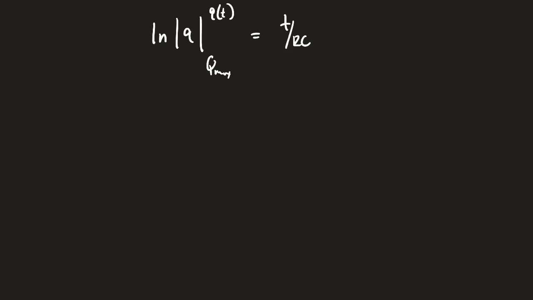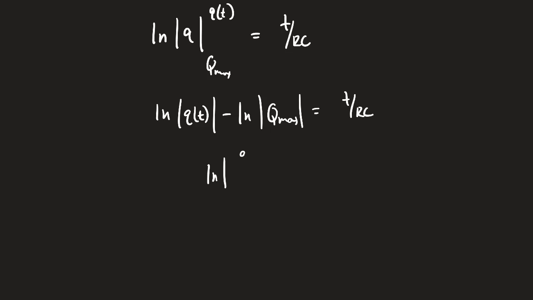So I'm going to evaluate my logarithm, and I'll get the logarithm of Q as a function of t minus the logarithm of Q max equals t over RC. I'm just doing my algebra now. I'm going to combine my logarithm, get the logarithm of Q as a function of t over Q max. And I'm hoping you guys are seeing that this is exactly the same stuff as we did before. No surprises here?